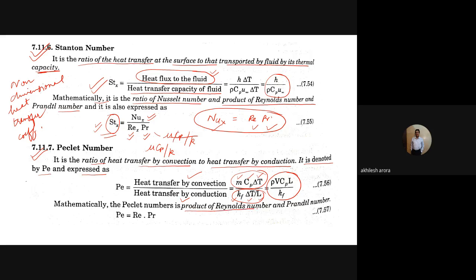So this is the final value of the Peclet number. It is the product of Reynolds number and Prandtl number. So Peclet number is Reynolds times Prandtl number. So you can always say that Nusselt number is a function of Peclet number.